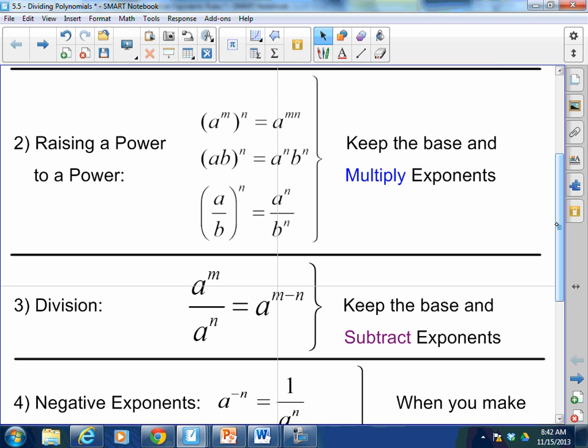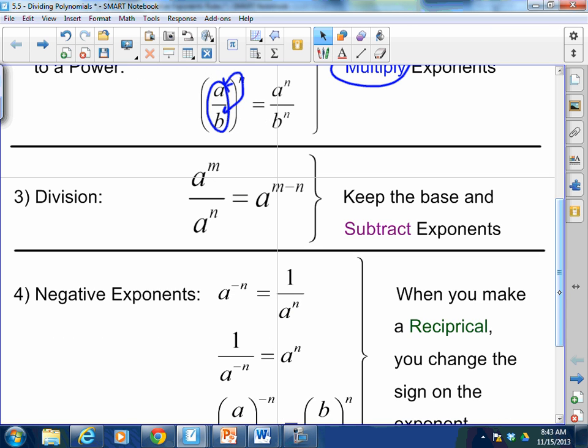When you raise a power to a power, whether you're raising just one term or two variables or a division, doesn't matter if it's a product, a single term, or a division, you are going to keep the base and you are going to multiply the exponents. You're going to distribute that outside exponent to every single thing inside of the parentheses, okay? So when you raise a power to the power, you keep the base, multiply the exponents.